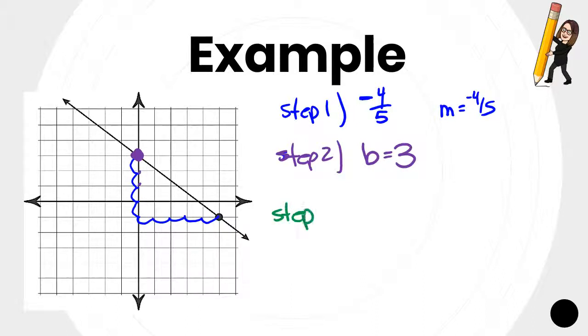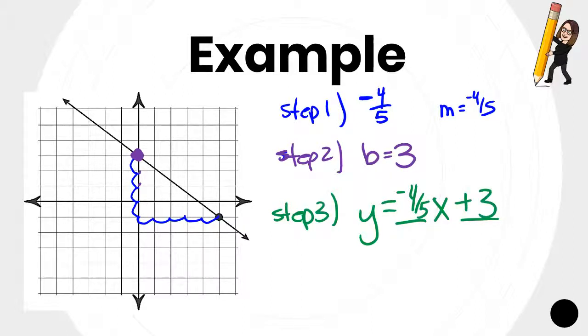Step three is to write your equation in slope-intercept form. Just like the previous lesson, I set up a template first and I need to fill in the blanks. The slope goes in front of the x. The y-intercept is added or subtracted depending on its sign on the end. So I have a plus 3. That's my final equation.